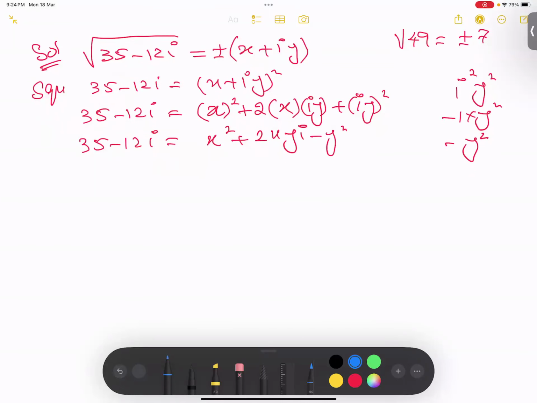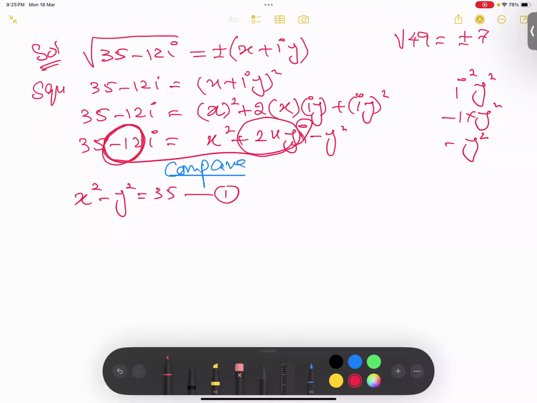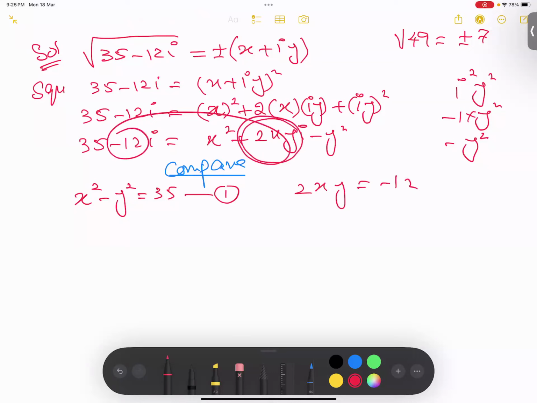Now I will compare the real part and the complex part. So when I compare, the real part is 35 and this x square minus y square. Real part means no iota is there. This is equation number one. And this is called the iota coefficient, and here this whole thing is the iota coefficient. Look, iota and iota. So you know it, last class we have done this kind of thing. 2xy equal to negative 12. I repeat, this whole thing equal to negative 12.